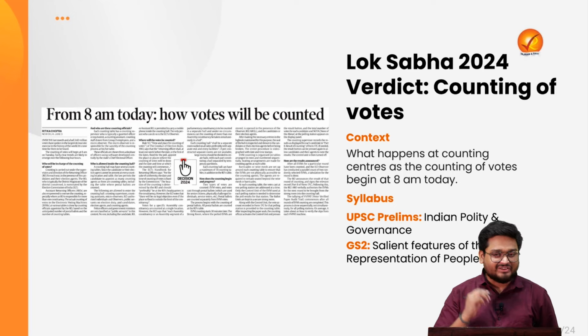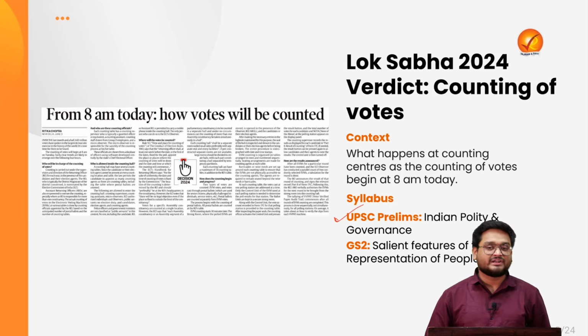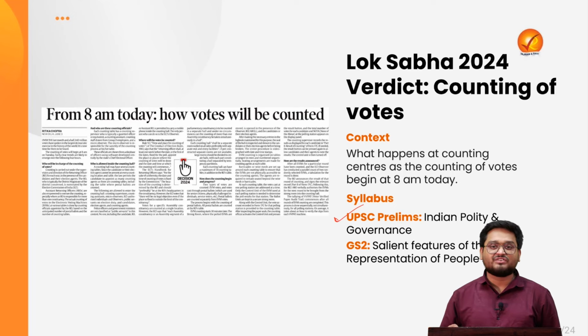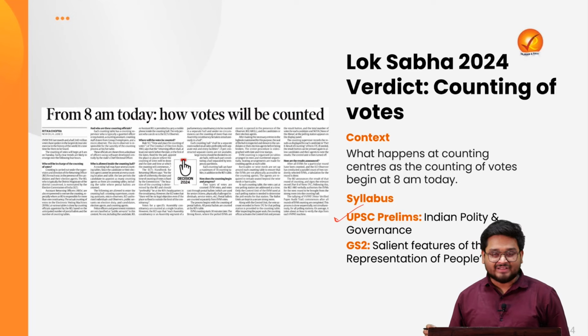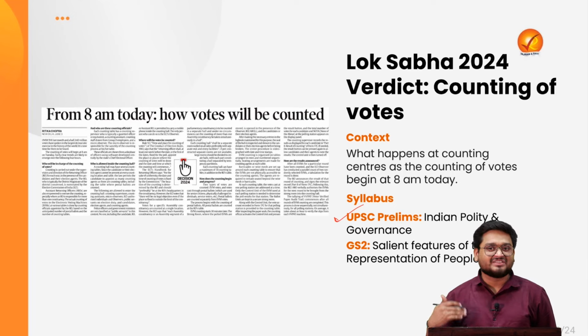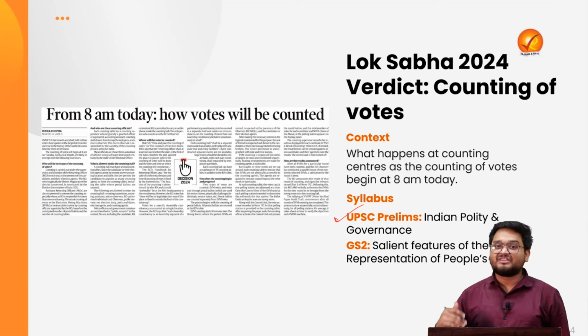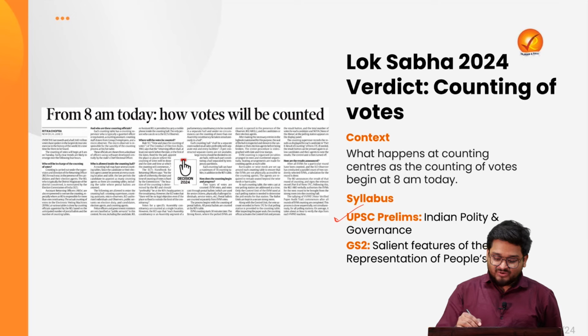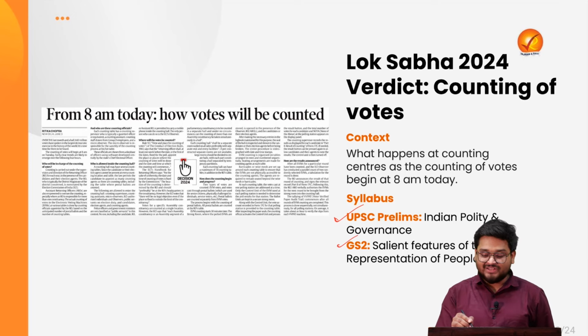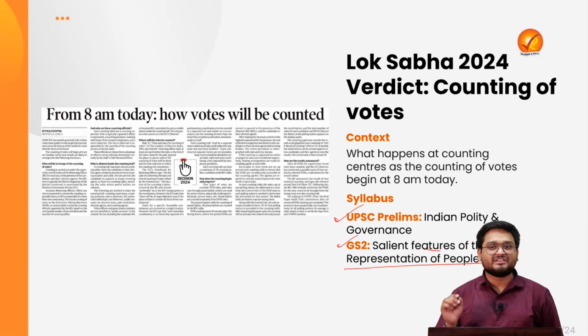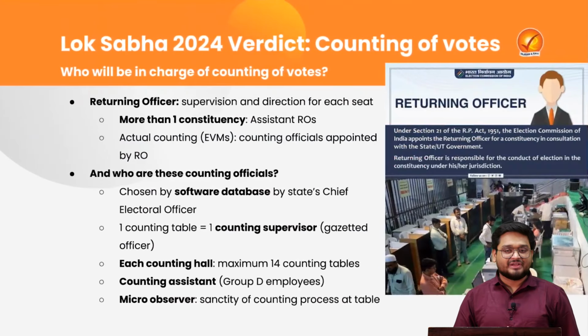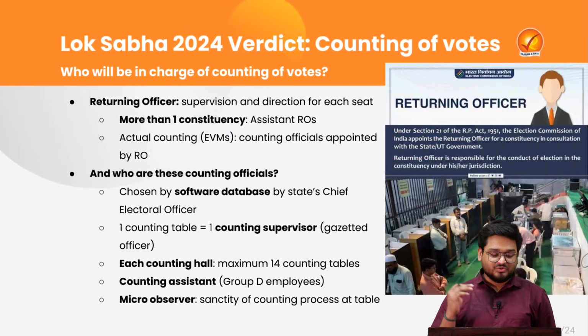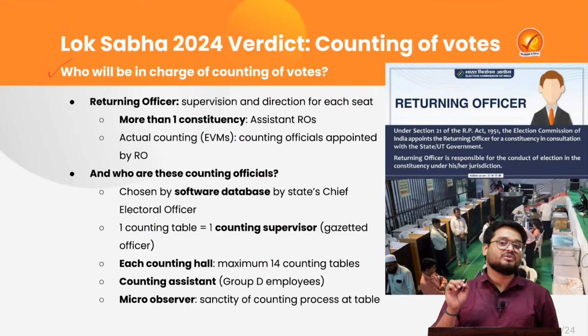Now, this is a very important article from your prelims perspective, where there have been many questions from the Representation of the People's Act, and also on how elections in the country and the various electoral reforms have been taking place. And from the GS2 perspective, we have the salient features of the Representation of the People's Act. So let us first understand how the votes are actually calculated and, firstly, who will be in charge when it comes to the counting of the votes.